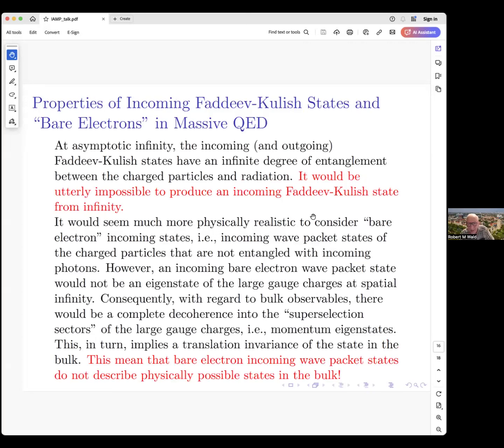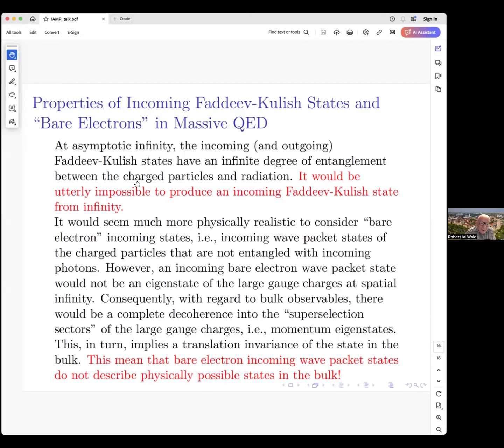Okay, but now I want to, in this very last part of the talk, argue that the Faddeev-Kulish construction or solution to this scattering issue in massive QED is really not very satisfactory, at least from a physical point of view. Mathematically, there's certainly nothing wrong with it, and the fundamental problem just lies in this idealization of scattering from infinity in quantum field theory.